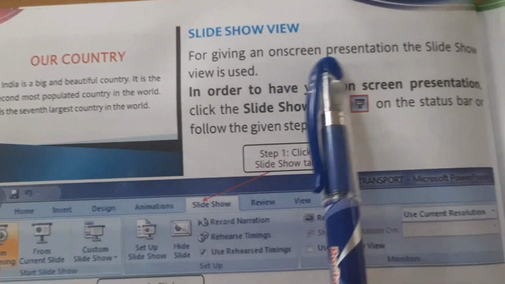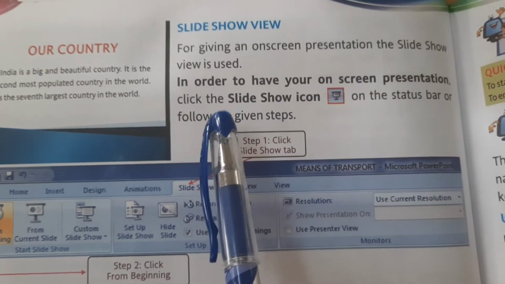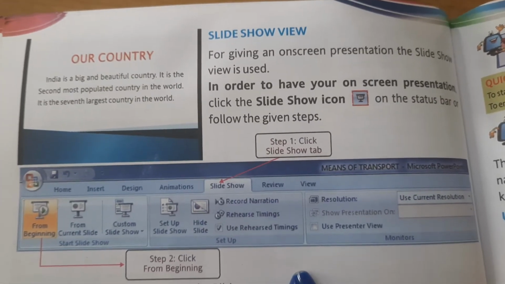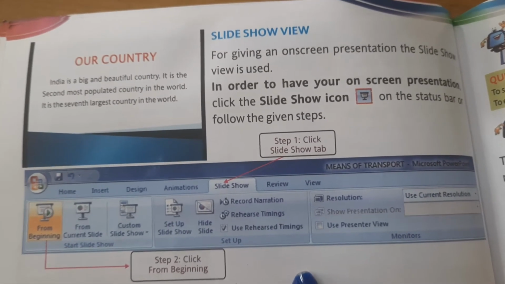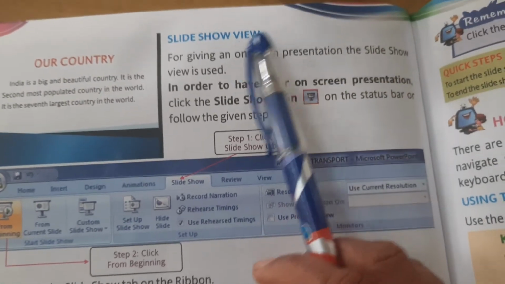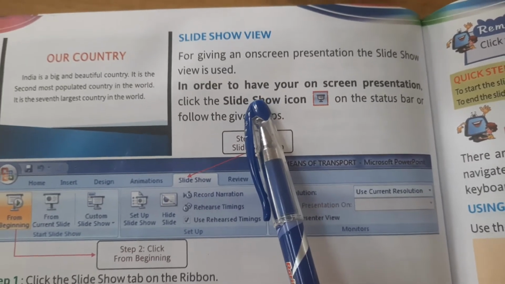Then next is slideshow view. For giving an on-screen presentation, the slideshow view is used. So what I told you, what is the aim of creating a presentation? The aim is to present it in front of our target audience. So this view is very important because it helps us in doing the presentation.